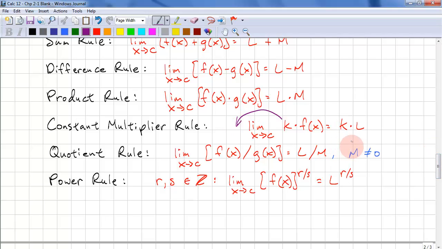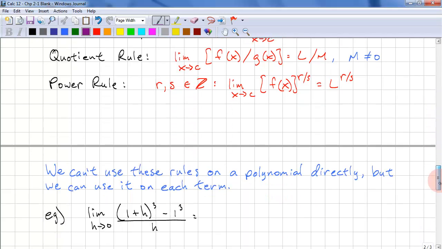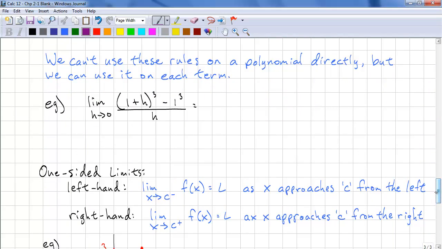The one that's a little bit more difficult is the quotient rule. M cannot equal 0 because we're dividing by m. And another one that's used a lot, especially for polynomials, is the power rule. We just find the limit as x approaches c of f of x, and then raise that to the power of r divided by s, where r and s are integers. Okay, we can't use these rules on a polynomial directly, but we can use it on each term.